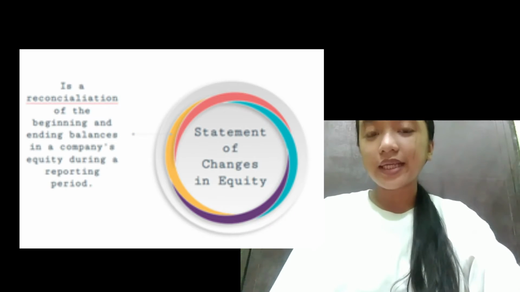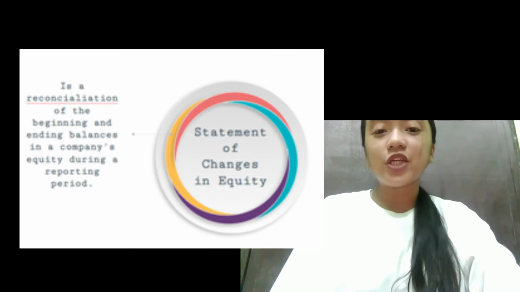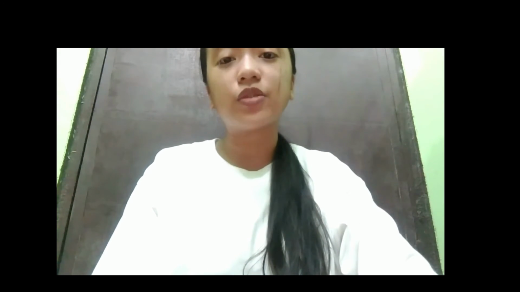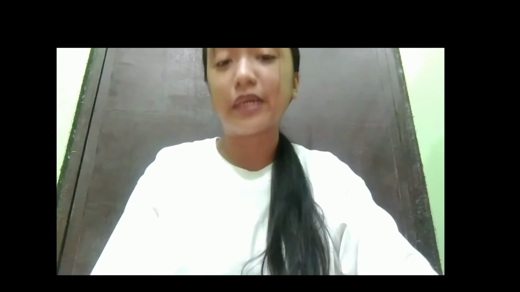If one wants to know why the capital of a certain business goes up or down, it can be seen in the statement of changes in equity. The statement of changes in equity is often referred to by the US GAAP as a statement of retained earnings. It is the reconciliation between the opening balance and closing balance of shareholders' equity. It is also a financial statement that summarizes the shareholders' equity over an accounting period. An accounting period is equivalent to 1 year or 12 months.